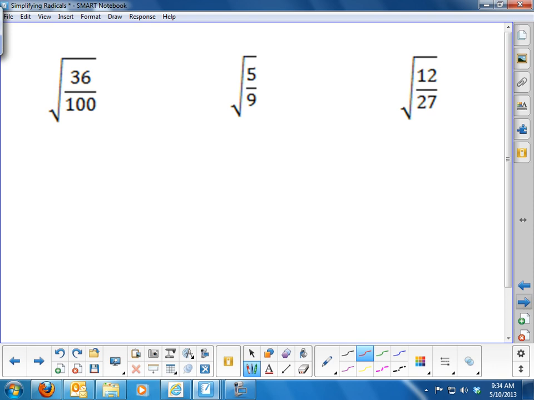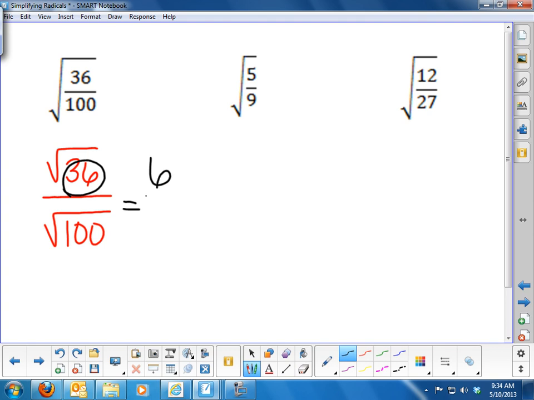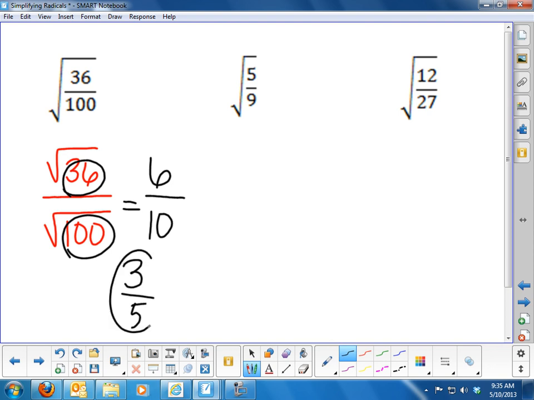Here we have a square root symbol with a fraction, some division. So the way that I handle this is I break this up just like we did the multiplication, and I'm going to write this problem with each number under its own square root symbol, just like that. Now I just simplify it, go from there. The square root of 36, that's a perfect square. That gives me 6. The square root of 100, well, that's also a perfect square, so I get 10. Should I leave my answer like that? Nope, I should reduce it to get 3/5. There's your answer.